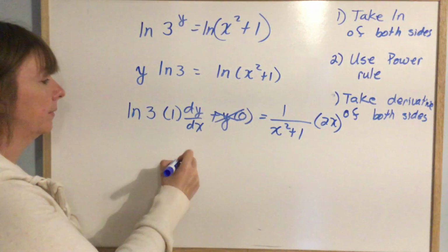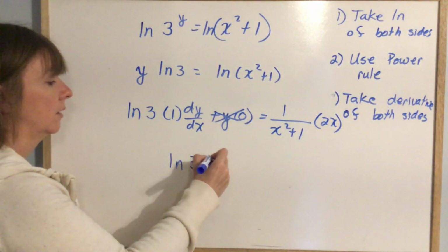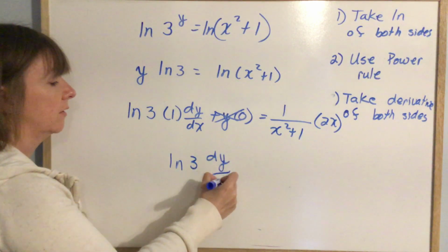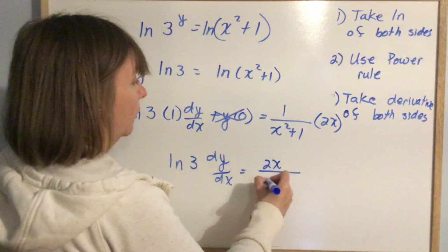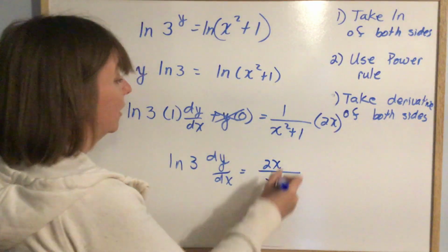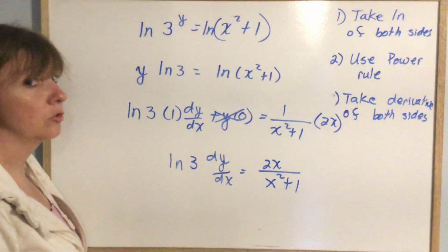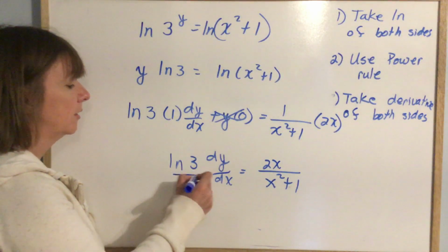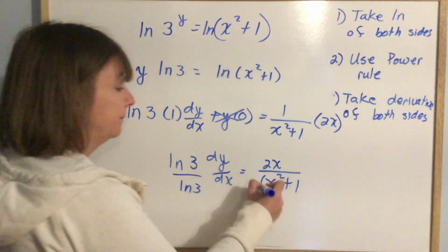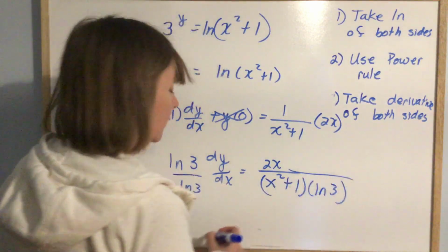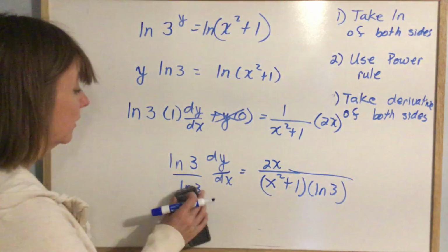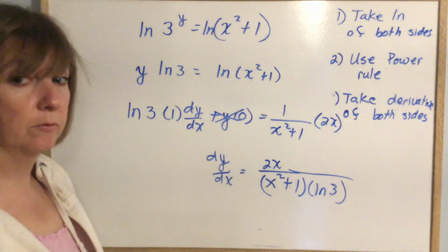That's gone. I have ln 3 dy over dx equals 2x over x squared plus 1. Again, no canceling those x's, don't try it. So I'm going to divide this side by ln 3. So I'm going to divide this side also by ln 3. And there is my answer. Voila.